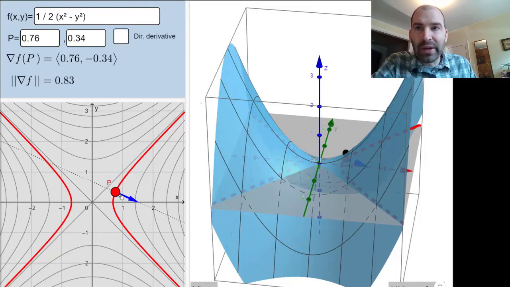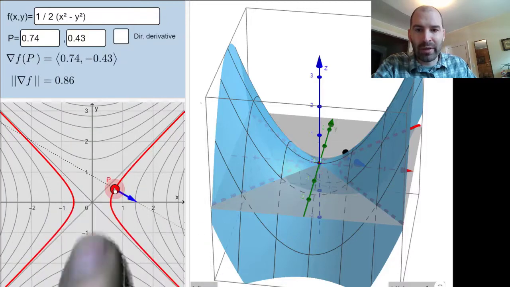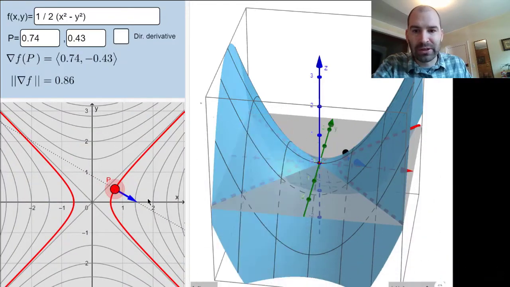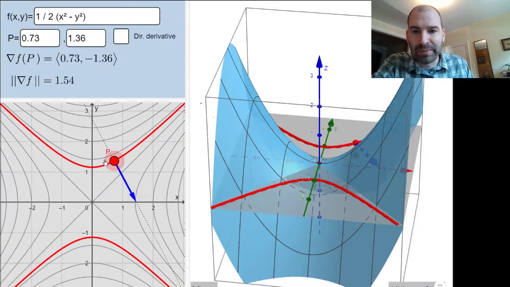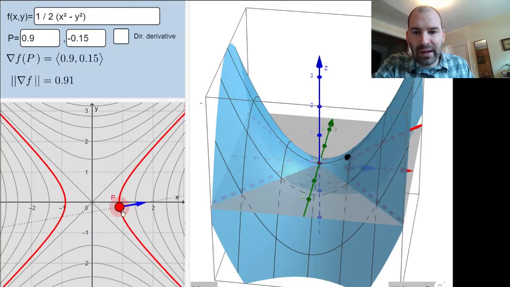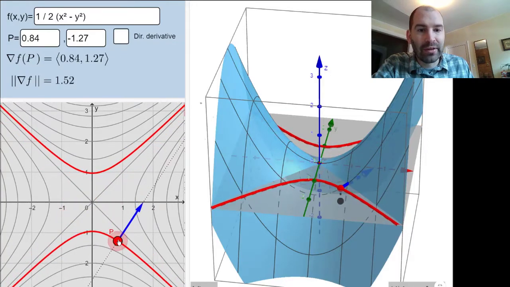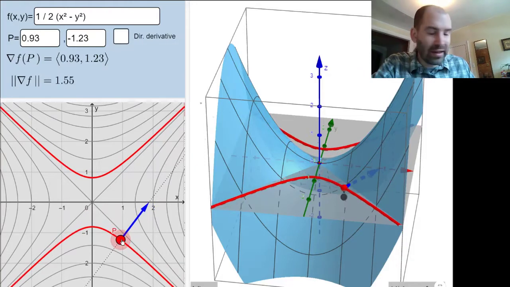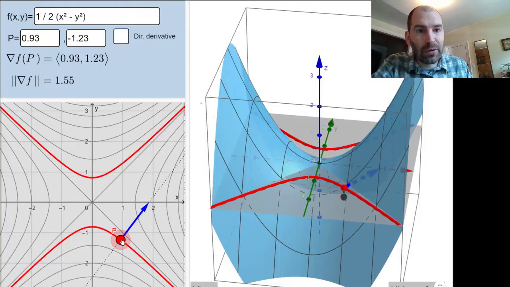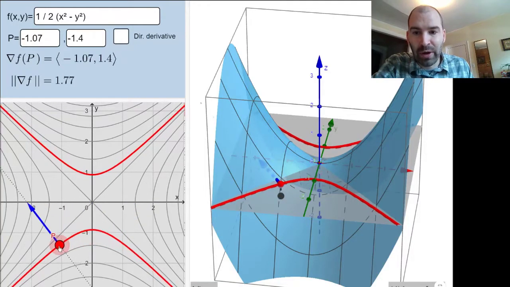If I choose a point in the x y plane, and that's what you're seeing over here, this is the x and y plane. This is that red surface that you're seeing in the 3D picture. If I choose a point here, you'll see that associated with that point is this blue vector in the x y plane. So that blue vector is the gradient. This is the gradient vector right here. For every point x y, I get a two-dimensional vector, a vector in the x y plane.